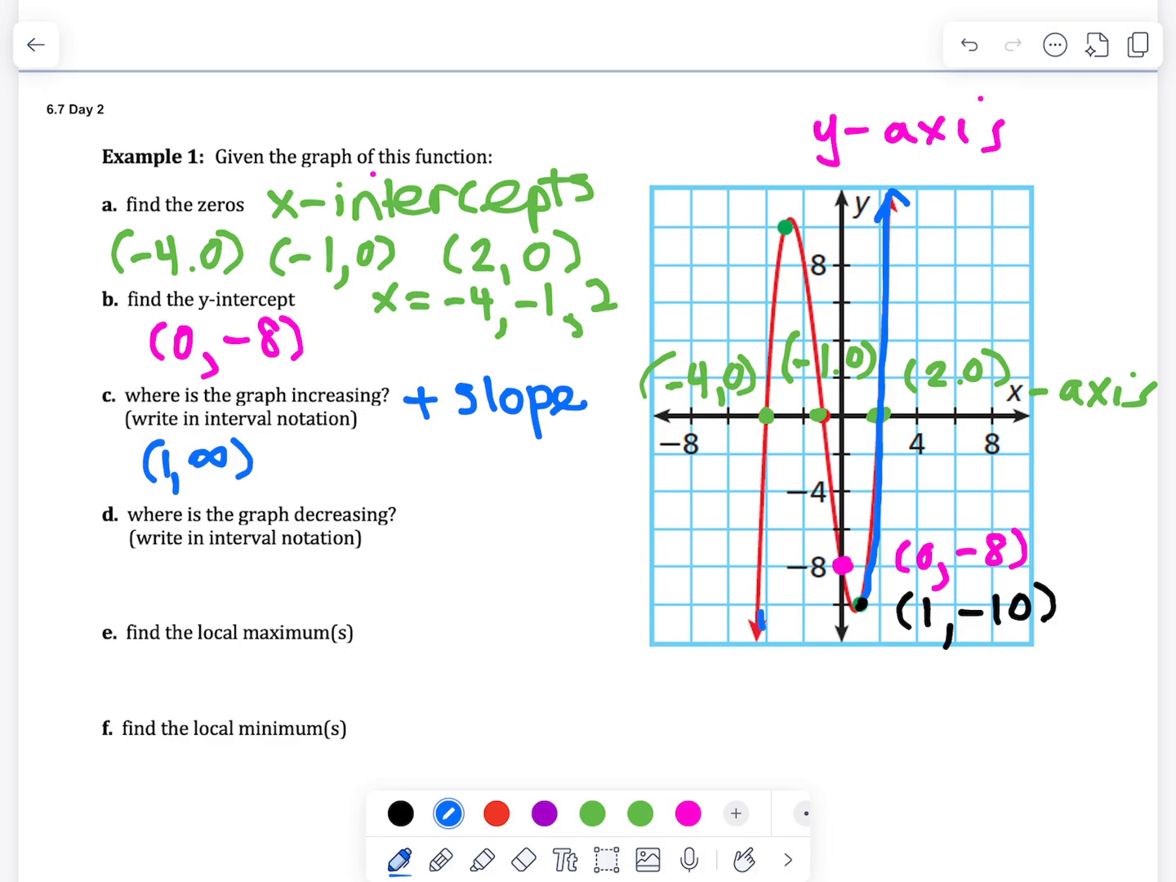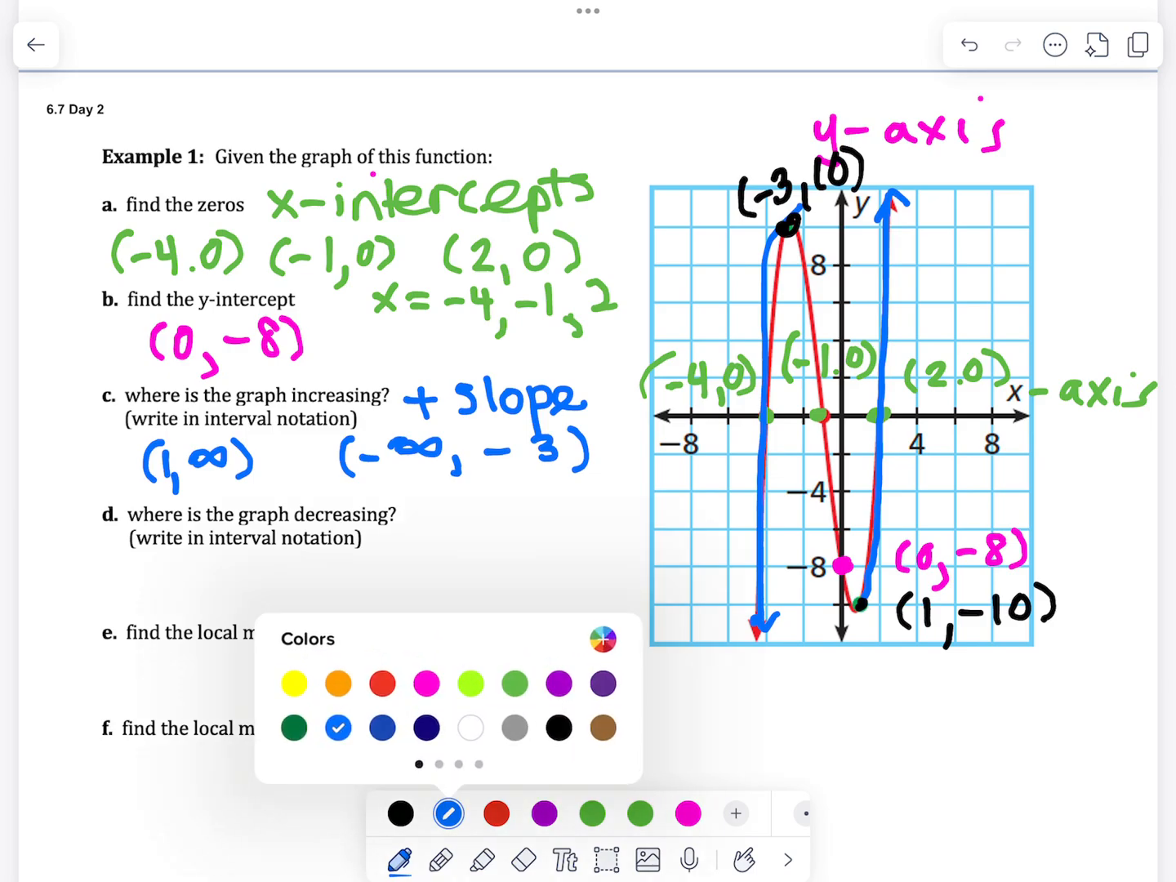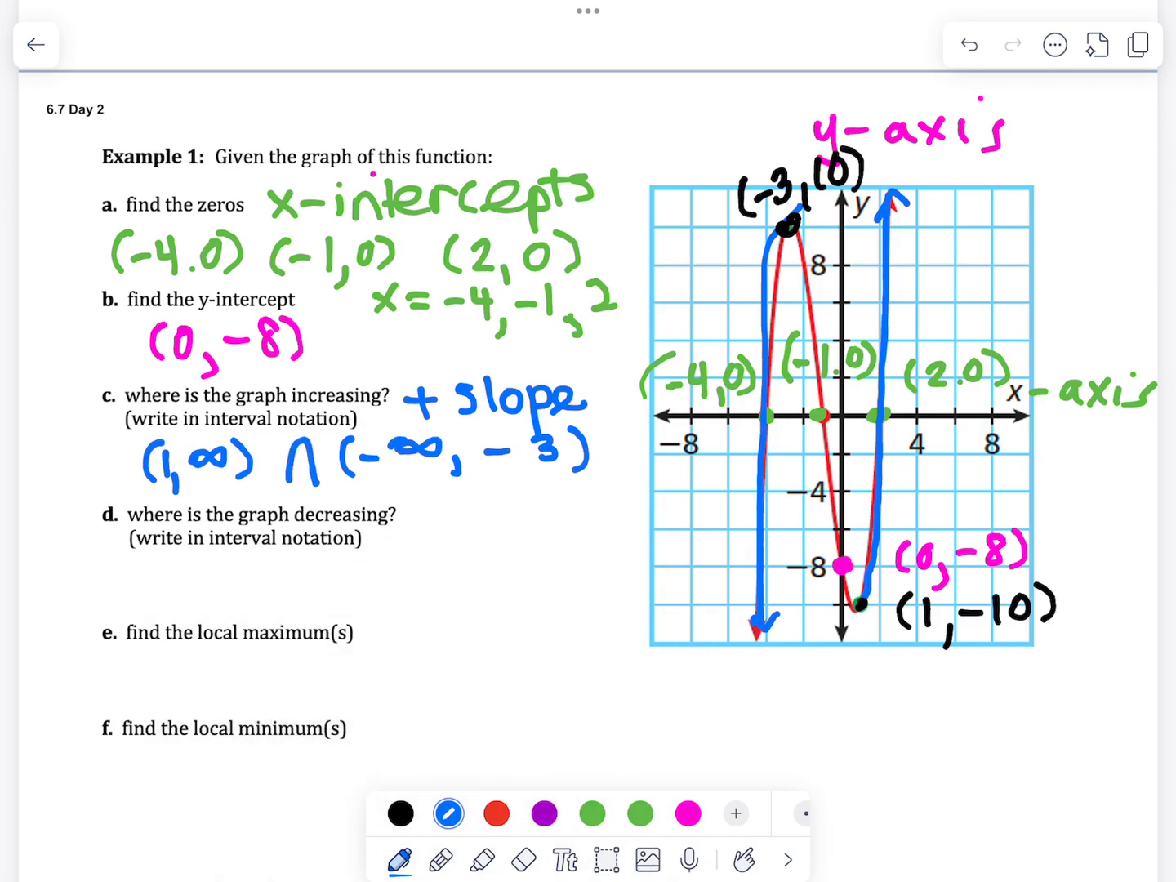It also increases in this piece. So that highest point, which we're going to call our local maximum, is the ordered pair -3, 10. So it stops increasing on the x-axis at -3. So we say it's increasing from -infinity to -3. I'm just going to write the and.